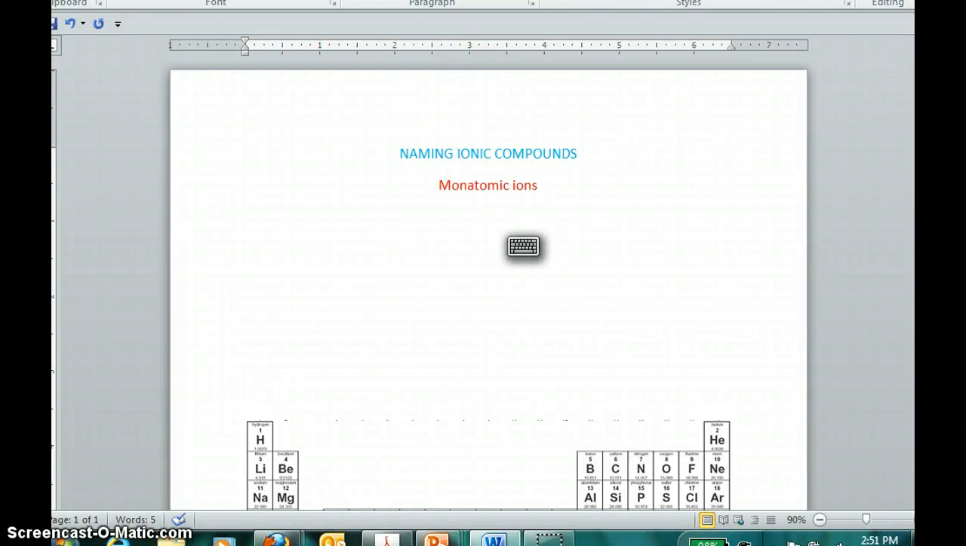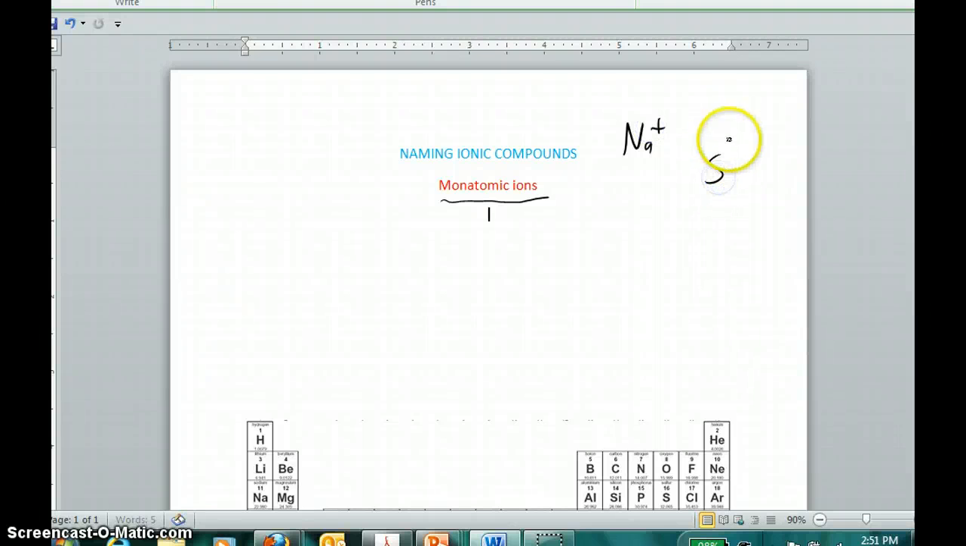So, if we wish to name ionic compounds, there's a system we must employ, and we're going to start with the easiest cases, namely those ionic compounds that contain only monatomic ions. Monatomic ions are, of course, individual atoms that have gained or lost electrons so that they are positively charged, such as a sodium cation, or have negative charge to them, such as a sulfide anion.